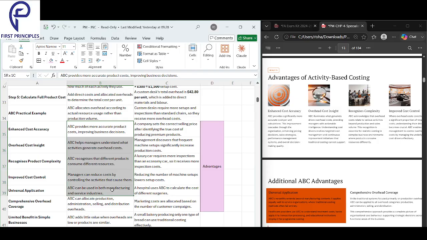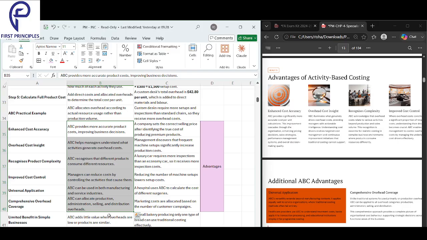Okay, so these are the top advantages. And finally, ABC can allocate production, administration, selling, distribution overheads, all the overheads. That's the best thing about it. Okay, so now we look into the advantages, guys. Firstly, enhanced cost accuracy. You're more clear and more accurate about the costs. Second, overhead cost insight. You get a very good insight over the costs.